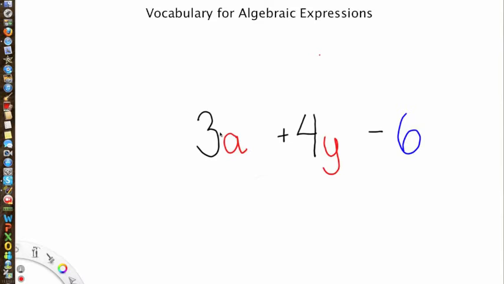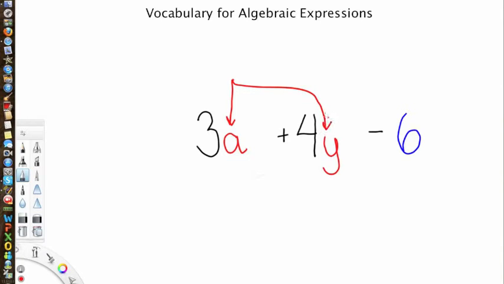And in this algebraic expression of 3a plus 4y minus 6, we have two variables. And a variable is simply a letter or symbol that represents a number. And here we have a, which represents some unknown number at the current time, but a and y are our variables. They're pretty easy to identify since they're usually letters.